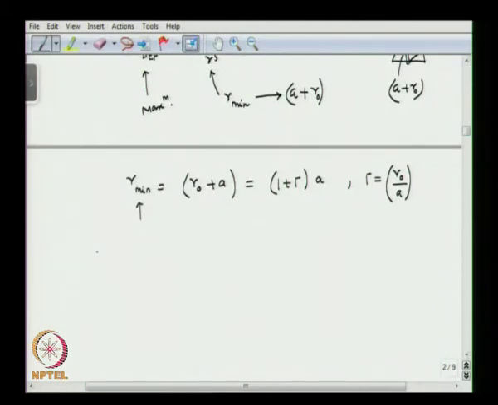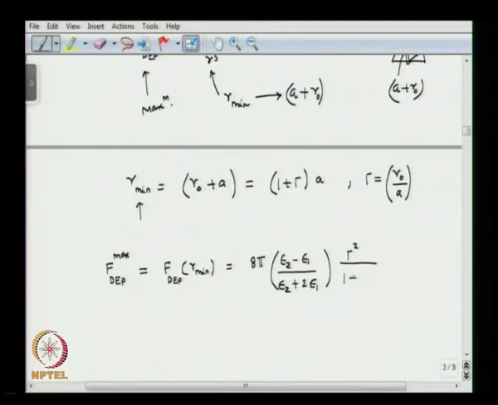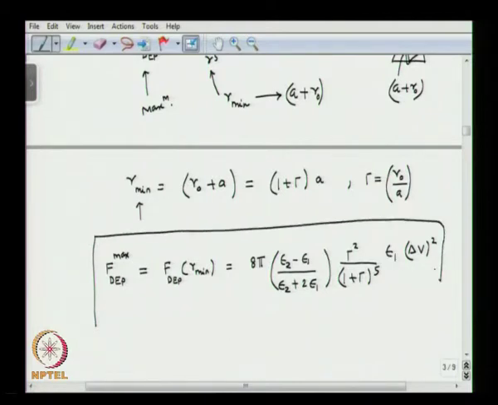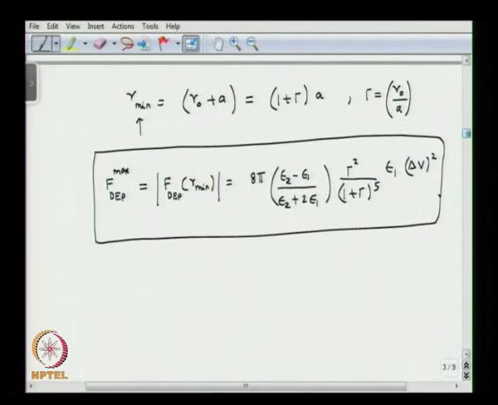So, the maximum DEP force, F DEP max, can be F DEP at r min, which is going to be 8 pi epsilon 1 into (epsilon 2 minus epsilon 1) divided by (epsilon 2 plus 2 epsilon 1), into gamma square divided by (1 plus gamma) to the power 5, into delta V square. So, that is going to be the expression for the maximum DEP force. We are actually taking the magnitude, so the negative sign has dropped off.